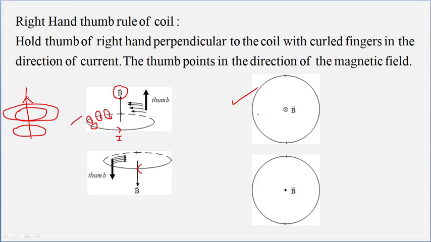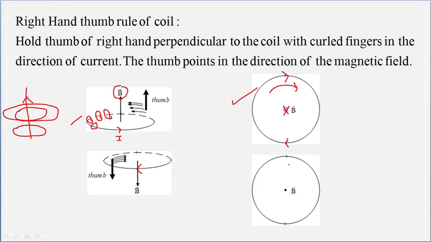This diagram, I have shown the direction of current like this. Direction of the current in the clockwise direction. So now what is to be done is keep the fingers of the right hand in this direction. And then in that case, the thumb will point inside. So magnetic field is perpendicular, inside.